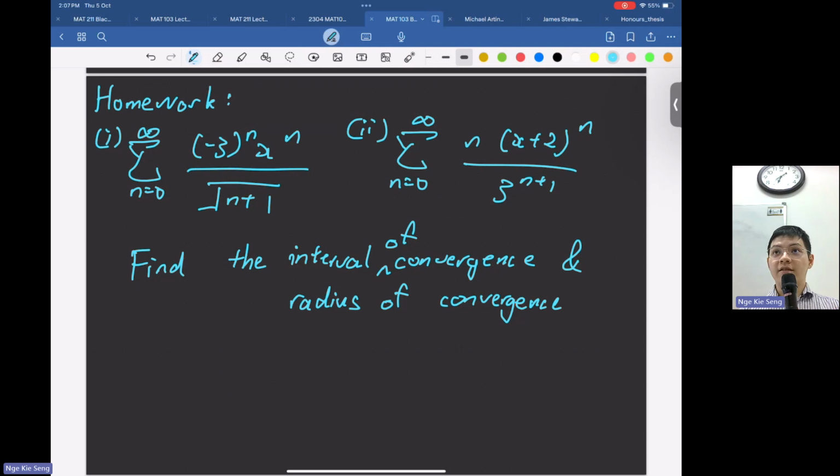And if your interval is a finite interval, what do you need to do? You need to check the endpoints. Why? Because the ratio test is inconclusive when the limit equals 1. Inconclusive means what? It may converge or diverge. So you need to check. You need to substitute the value into the series and then check the series.